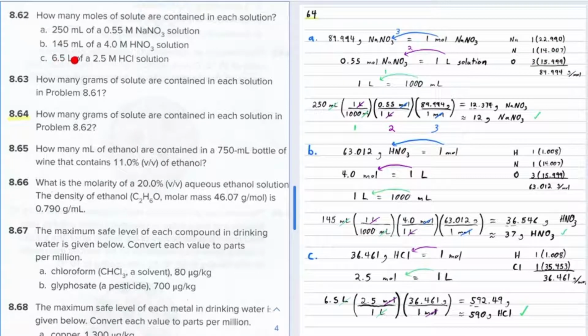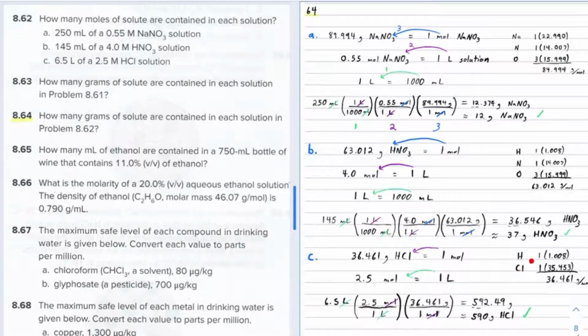The last one is actually a little simpler. The volume is already given to you in liters, and the concentration is in molarity again. And the formula is a little simpler too, HCl. So HCl, you got 1 of each. So adding up the atomic masses gives you 36.461 grams per mole.